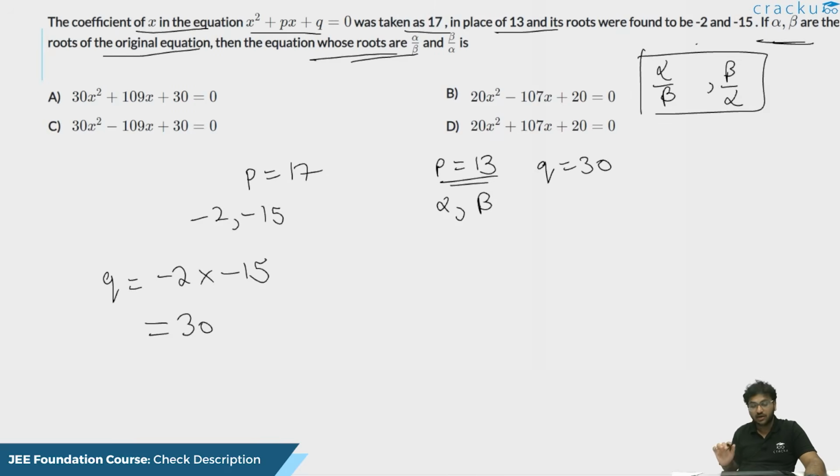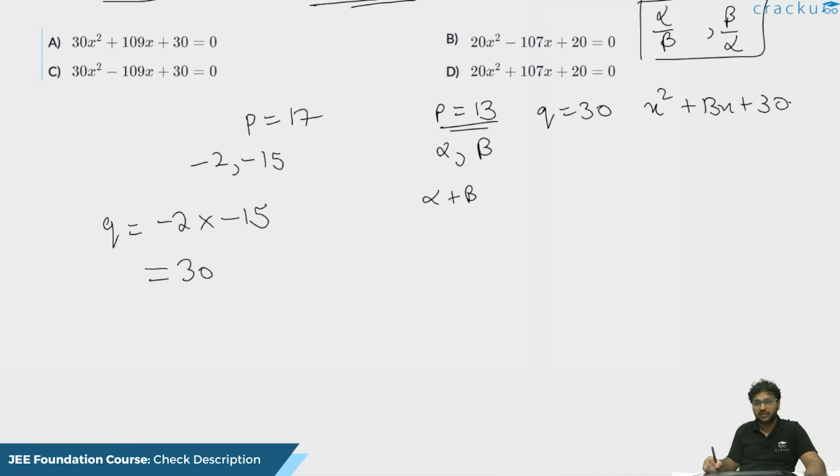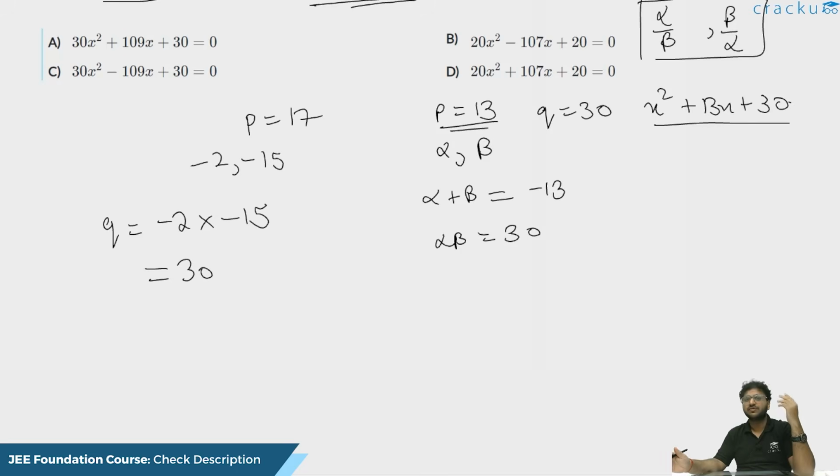Now we can find alpha and beta. So the equation would be what? x square plus 13x plus 30. Now there are two methods. Either we write alpha plus beta is equal to minus b by a, minus 13, and alpha beta is equal to 30, and solve these two equations in two variables to find alpha and beta, or we factorize this equation. For me, factorization is an easier method. It's totally up to you, whichever method you like.